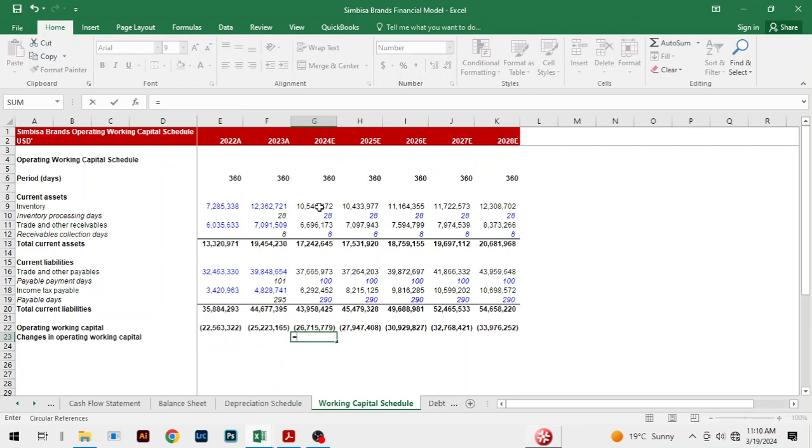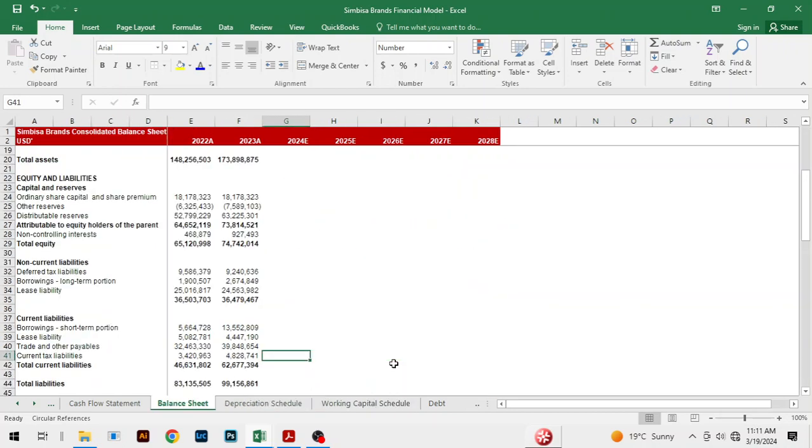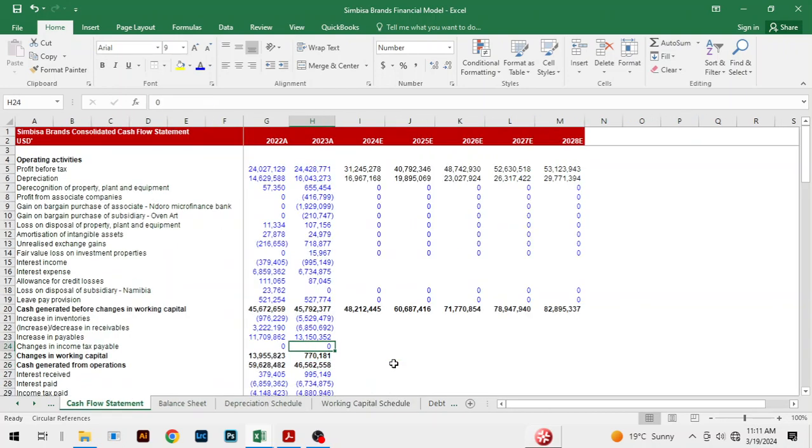And then when we come here, we want to find changes in operating working capital items. So we are saying this minus this. So the operating working capital figure for 2024 minus that for 2023, and then we copy that to the right, just like that. Okay, now we have to link that through into the cash flow statement.